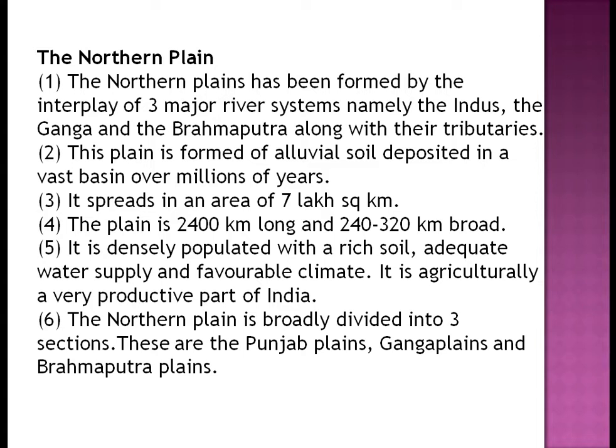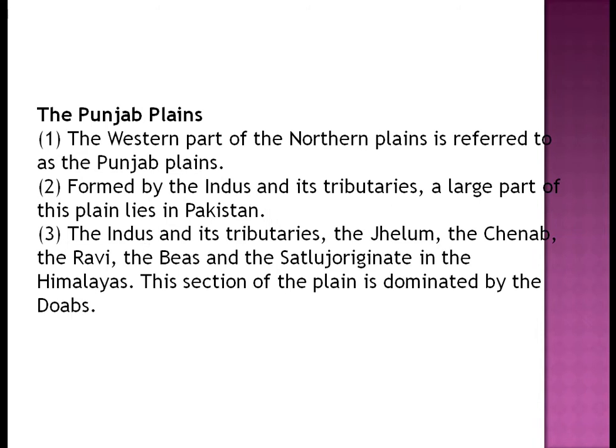These plains are divided into three: the Punjab plain, Ganga plain and Brahmaputra plain. First, the Punjab plain. The western part of the northern plain is referred to as the Punjab plain, formed by the Indus and its tributaries. A large part of these plains lies in Pakistan. The names of the tributaries are mentioned here, and we have already seen them.